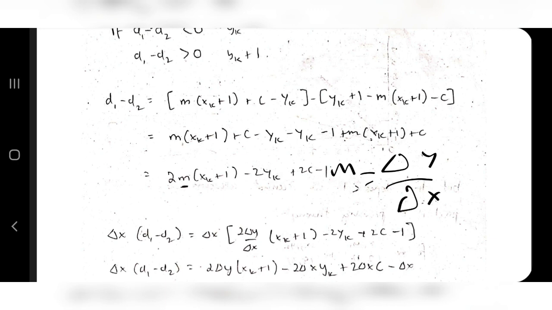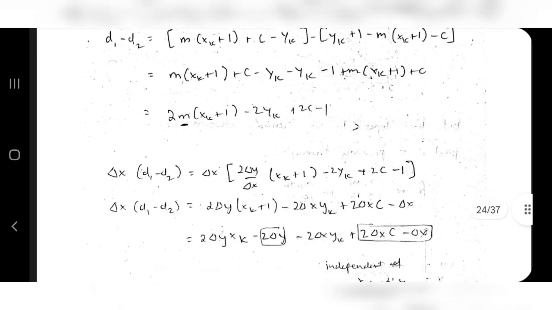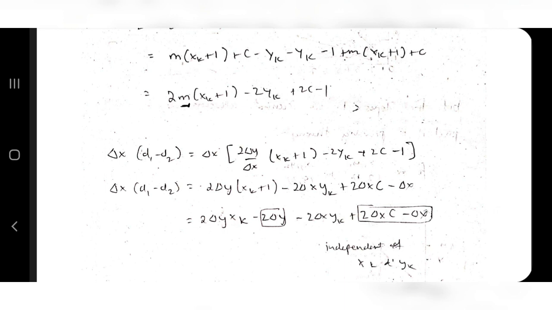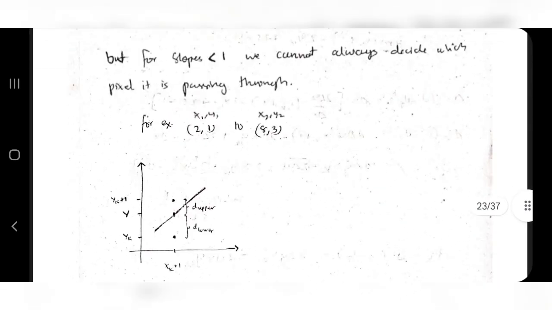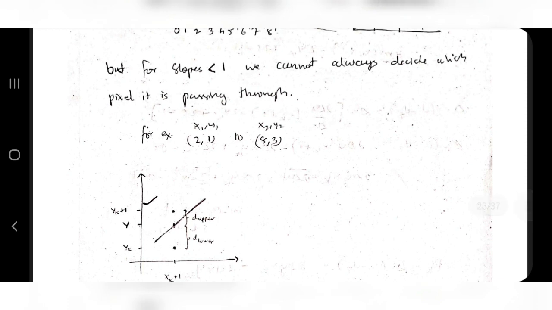So substituting the value of m as delta y by delta x and cross multiplying it, that means delta x term in the numerator, at that time what we get is this value after multiplying the delta y value inside. Okay, and further simplification gives us these things, like it's independent of x and y of xk and y of k. What we are concerned with is the distances from xk and y of k, right? We are comparing two things, so we need not have extra terms.